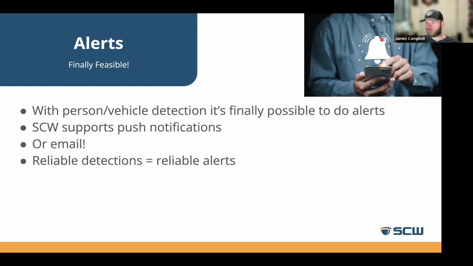And it's simple: reliable detections, reliable alerts, and then oppositely, unreliable detections, unreliable alerts. When you're dealing with alerts, you want them to be reliable. You don't want to, every time you get an alert, go, is that actually a person or is this another spider web that appeared in front of my camera?